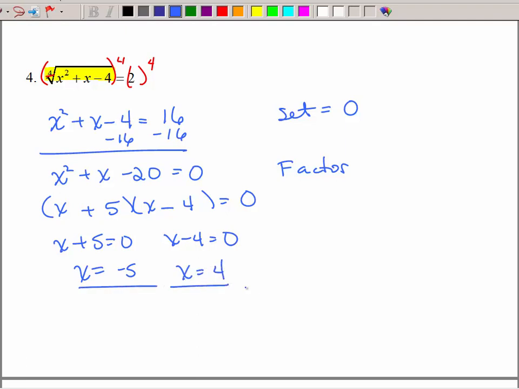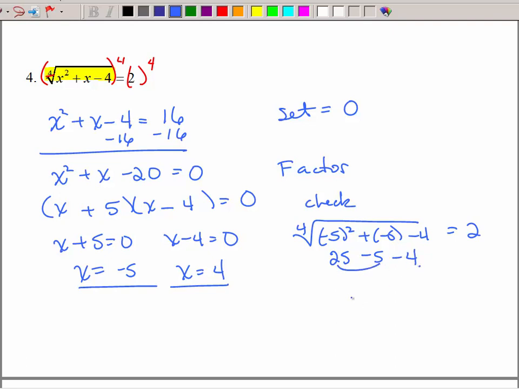Alright, so we have two answers. Are we done? No, we have to check. Alright, so I have the fourth root of negative 5 squared plus negative 5 minus 4. Does that equal 2? I know that's a lot of work. So let's see, that's 25 minus 5, that's 20. Okay, so I have 20 minus 4 is 16. Is the fourth root of 16 equal to 2? Yes, it is.